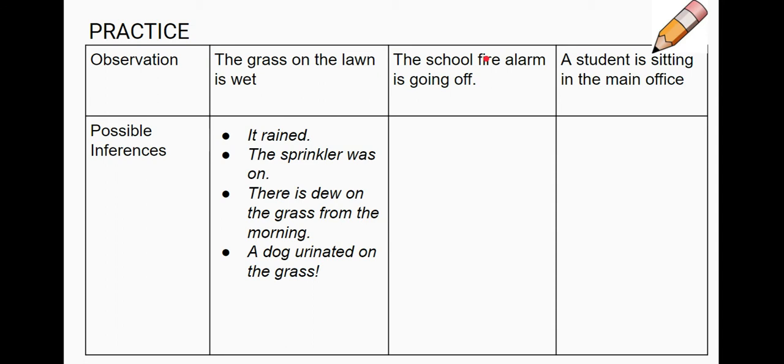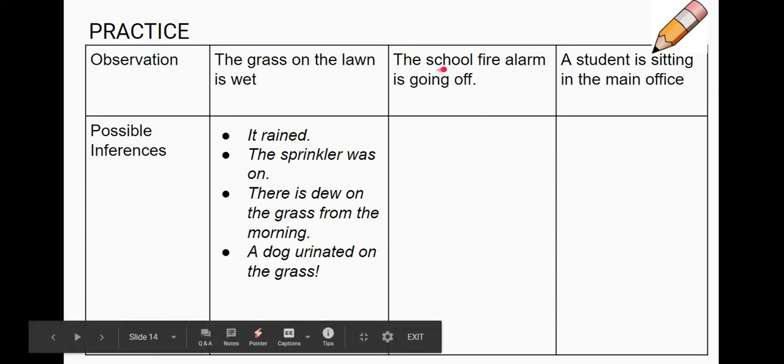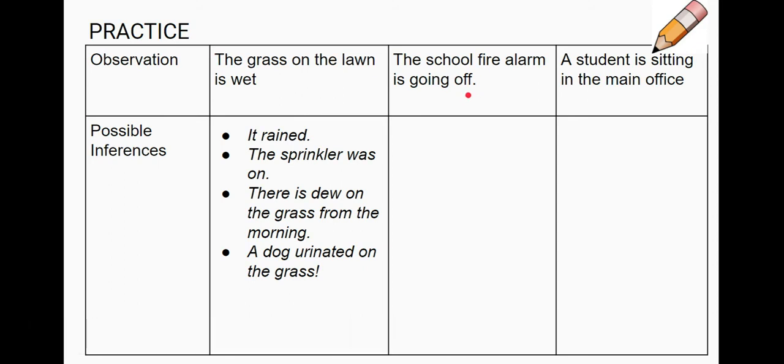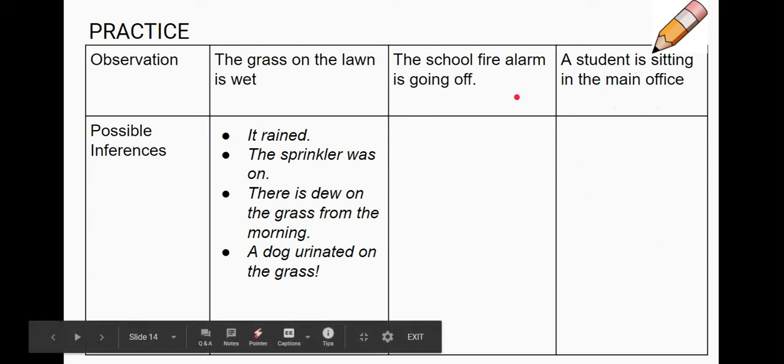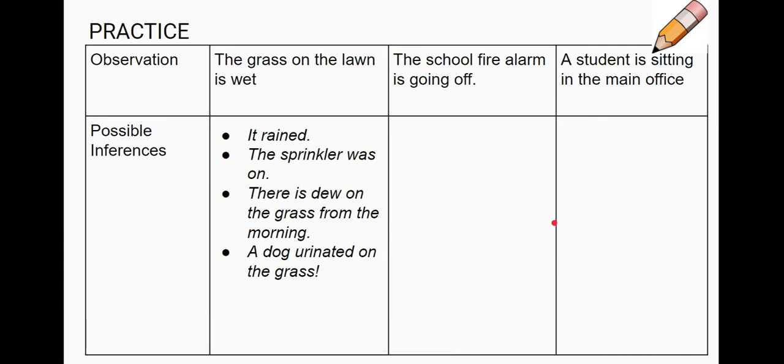So again, I would like you to fill out some possible inferences for why the school fire alarm could have gone off, and/or a student is sitting in the main office. What are some possible reasons why these two instances could be happening? So fill that out there. Just come up with 3 or 4 examples, that way you have something to share in class.